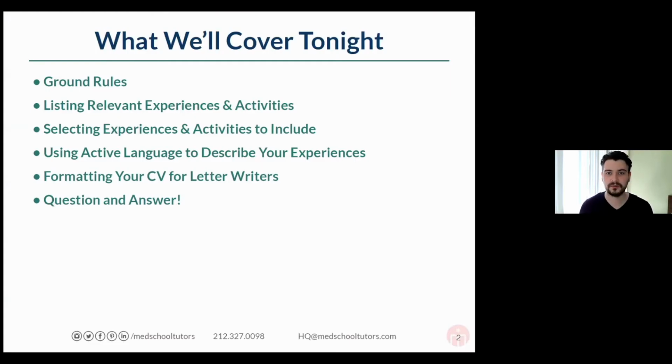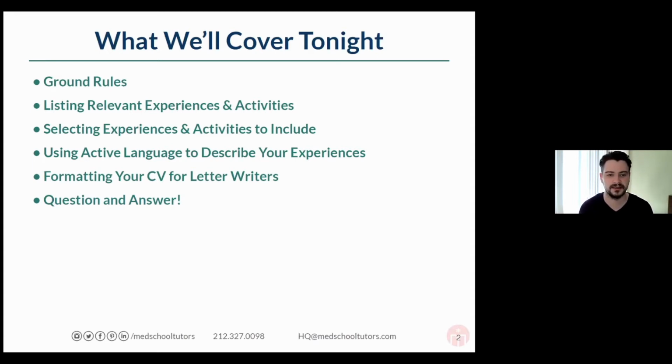So what we're going to cover tonight: we'll start with some ground rules. These are ideas that are going to apply throughout the application process, although we will put them in the context of preparing a CV or a resume. We'll talk a little bit about how you list out your relevant experiences and activities. This is actually something that's surprisingly difficult for a lot of students to remember, just like what did they do? And so we'll talk about some strategies for making sure your list is full of the things that you're busy spending your time on.